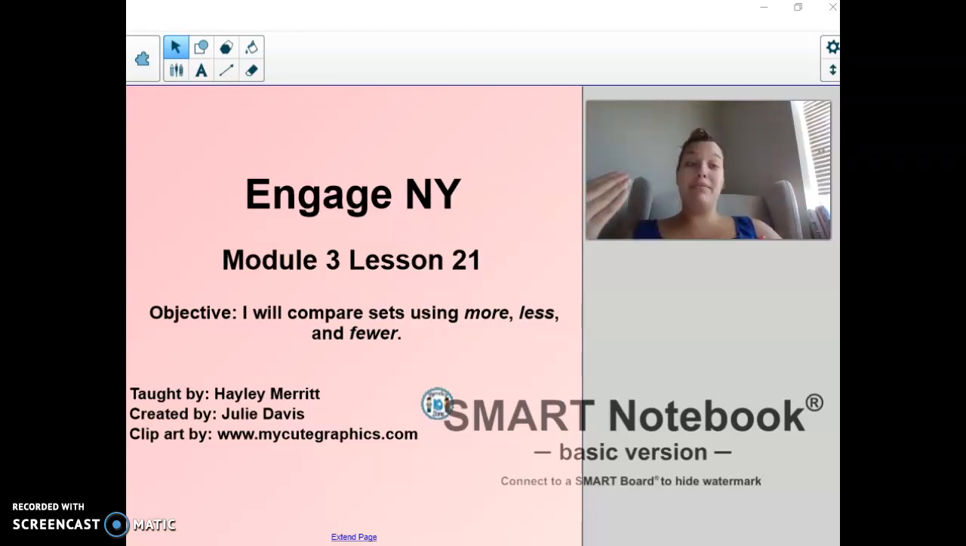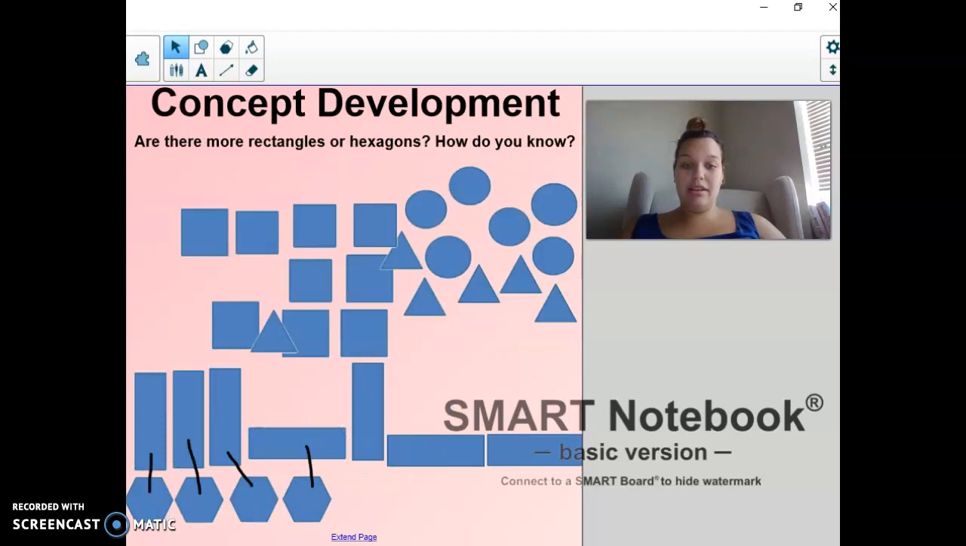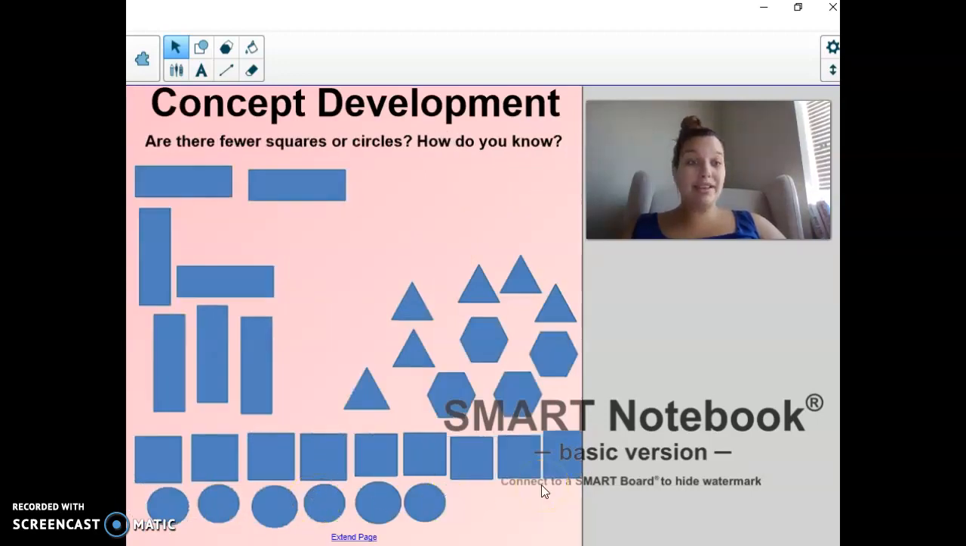But you guys went above and beyond, and you were telling me how many more you would need to make the groups equal. So when I asked you over here, how many more squares did you have than circles? You could have easily told me, I have 3 more squares. And then if you have 3 more squares, how many more circles would you need to make the two groups the same as each other? Those 3, right? They need a match. So you guys are going above and beyond with each objective, and I am so, so proud of you.